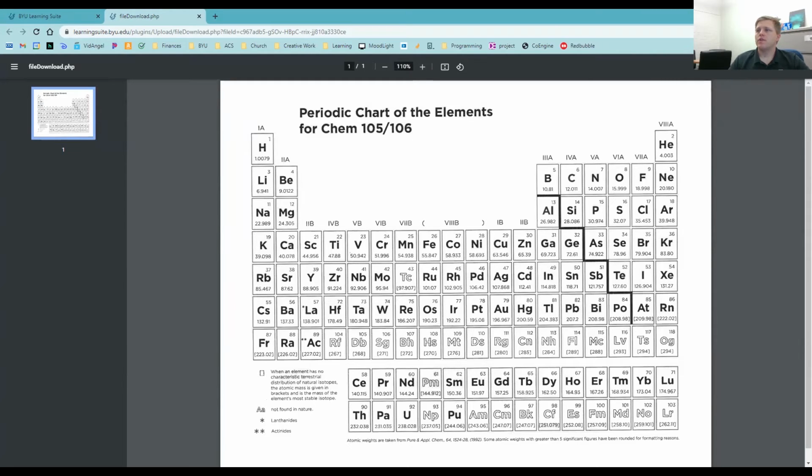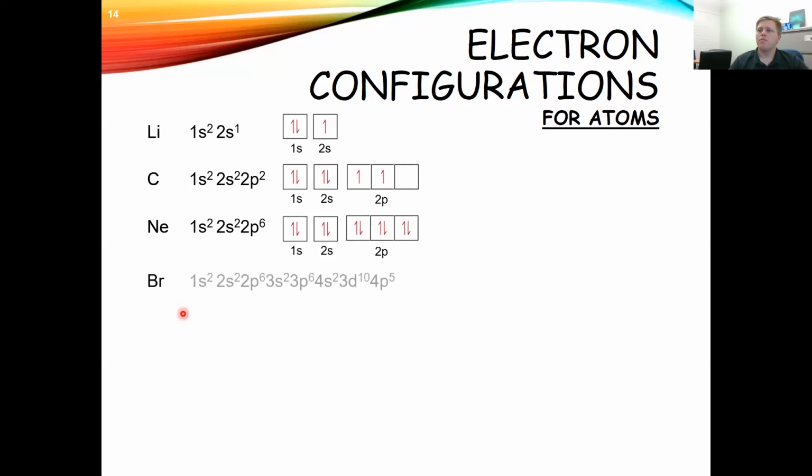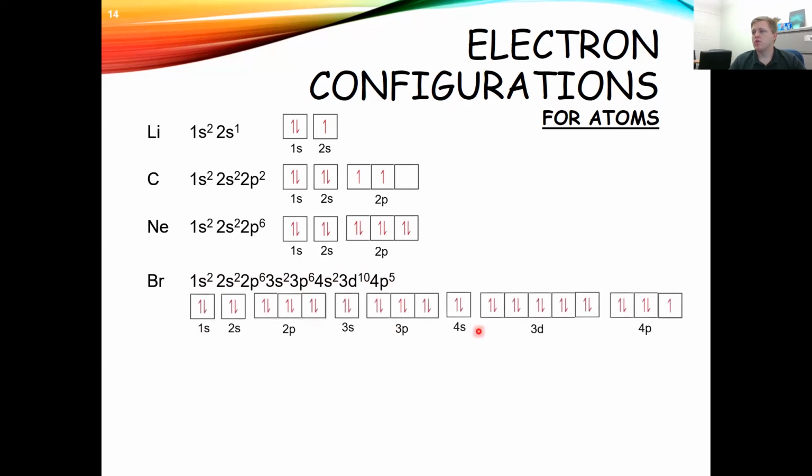Let's jump back over to our slides. And so bromine's electron configuration is going to go 1s2, 2s2, 2p6, 3s2, 3p6, 4s2. Then it's going to go back down to 3, so 3d10, and back up to 4p5. And it's going to have a really long drawn out box notation here. You'll notice it's getting really long.